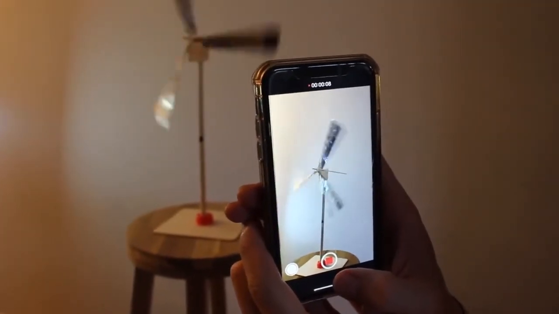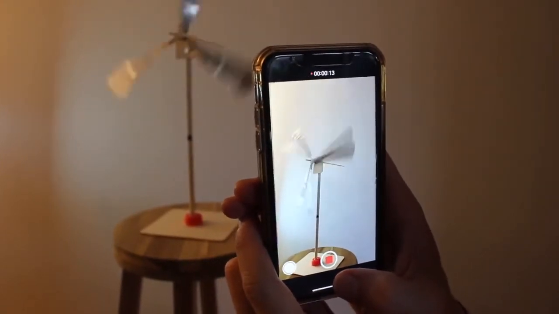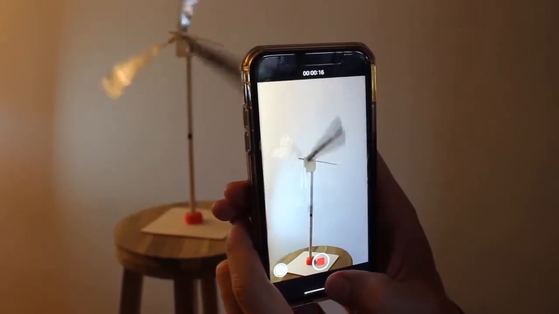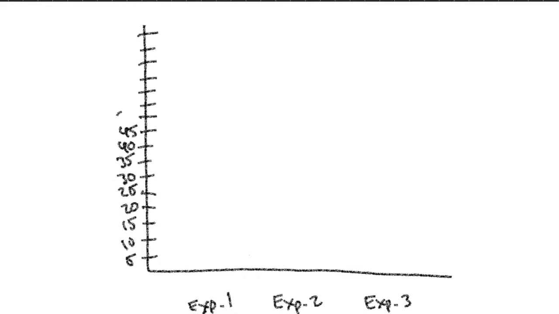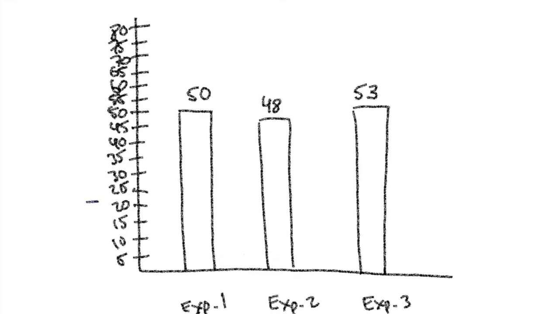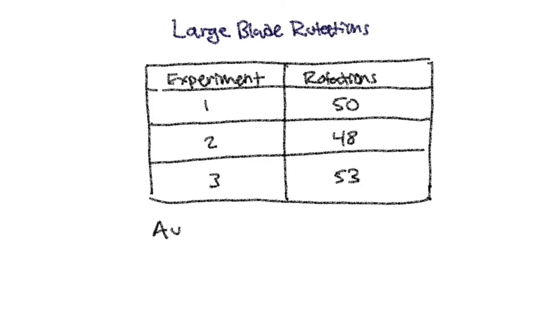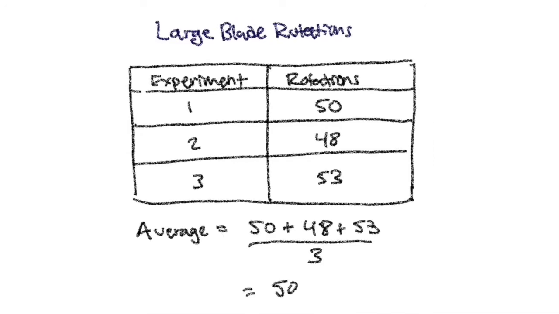We want to make sure that the only thing that is changing in our experiment is the length of the turbine blades, so make sure that the fan stays at the same speed and that the turbine is in the same place between tests. You'll be doing 3 tests for each blade length. In our experiment, we did 3 tests for each length, counting the number of rotations in 30 seconds. Out of the 3 measurements, we had 50 rotations, 48 rotations, and 53 rotations. In a table, the average, once we add them together and divide by the number of tests that we did, equaled out to about 50.33 rotations per 30 seconds.